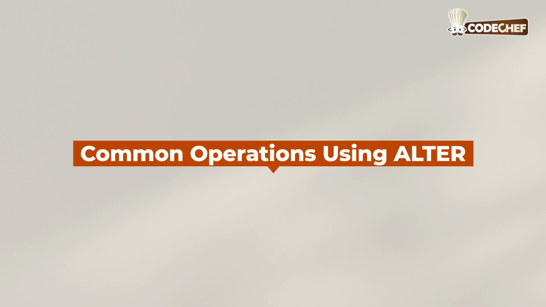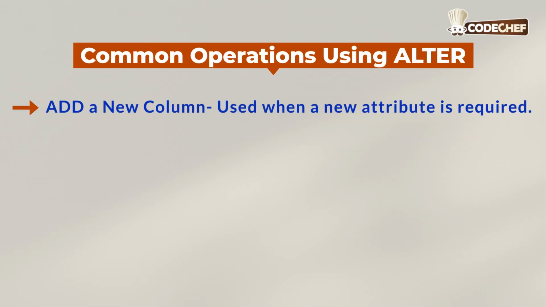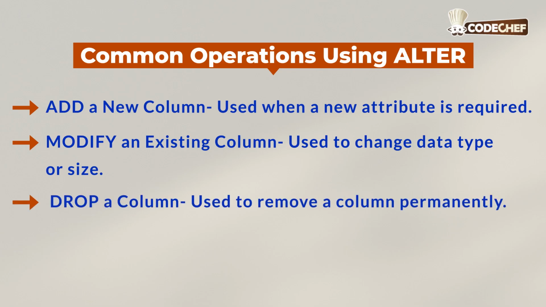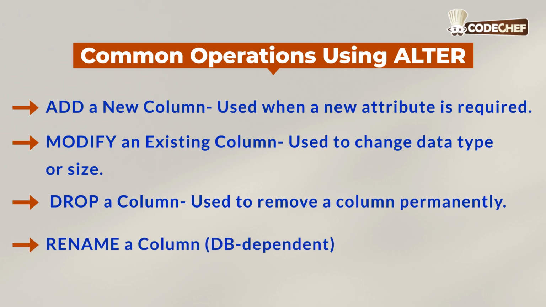Common operations using alter. First, add a new column. We can use the alter command to add a new column, and we use it when a new attribute is required in a table. Secondly, modify an existing column. It is used when we want to change the data type or size of an existing column. Then drop a column. It is used to remove a column permanently from the table. Fourth, rename a column. It depends on the database. So for that we use rename.